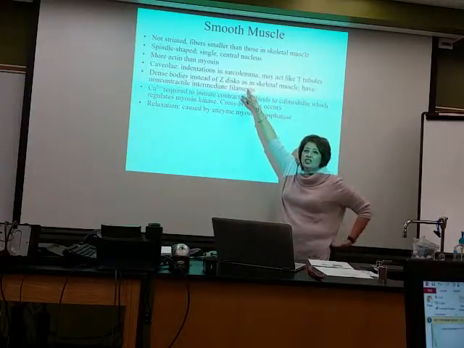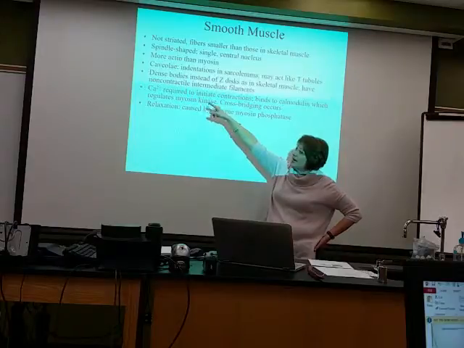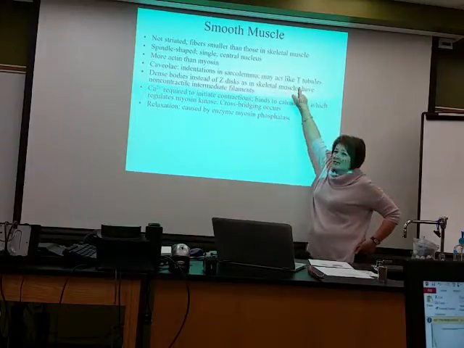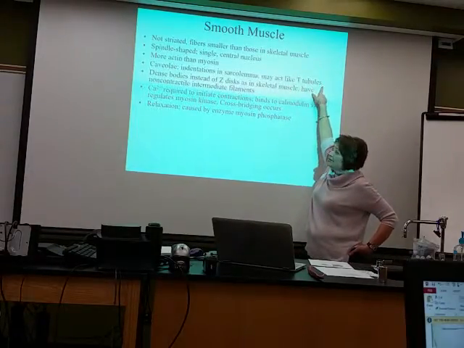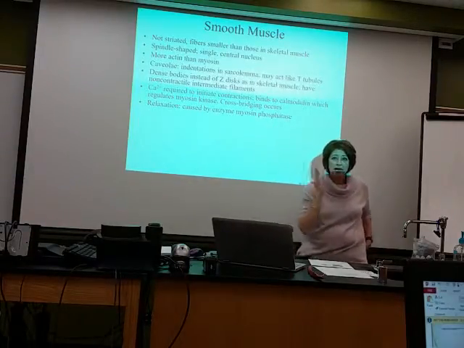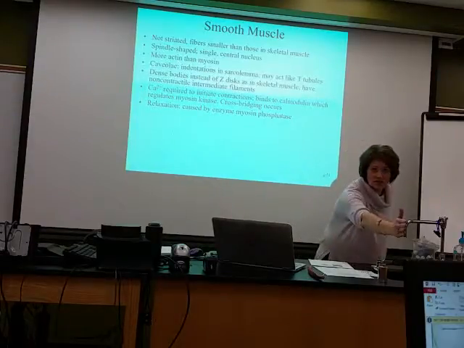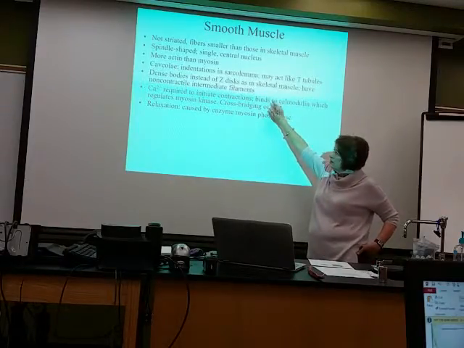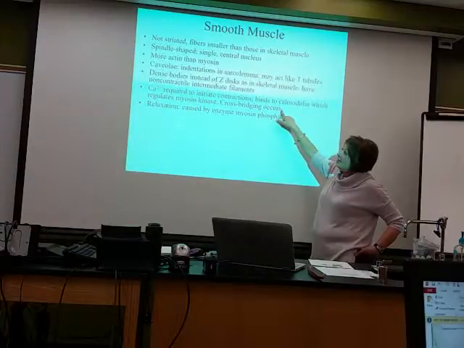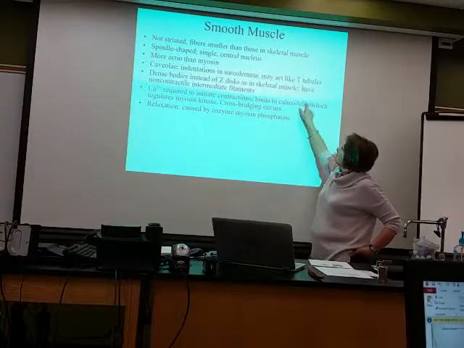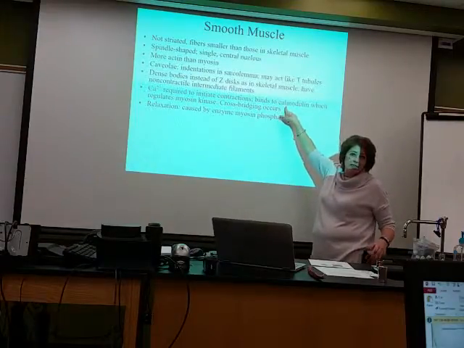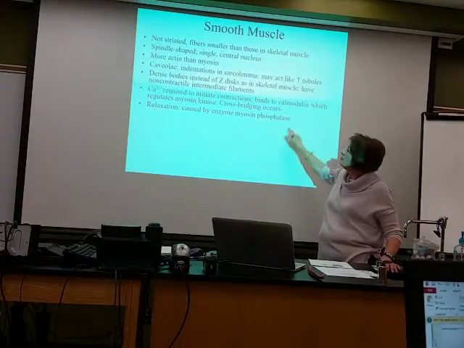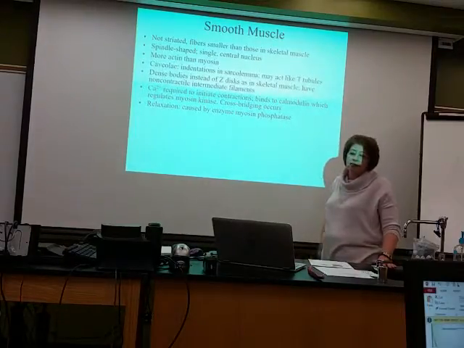We're going to have some indentations on that plasma membrane. Caveolae, think of a cave, indentation. Those are going to act, or they think they might act, a little bit like the T-tubules. Do you remember how the T-tubules got to pass the action potential across the muscle fiber? We're going to have dense bodies instead of Z-discs. We're going to need calcium. But this time, remember how calcium was binding to the troponin? This time it'll bind to something called calmodulin. We do get cross-bridging. We do have to have relaxation.